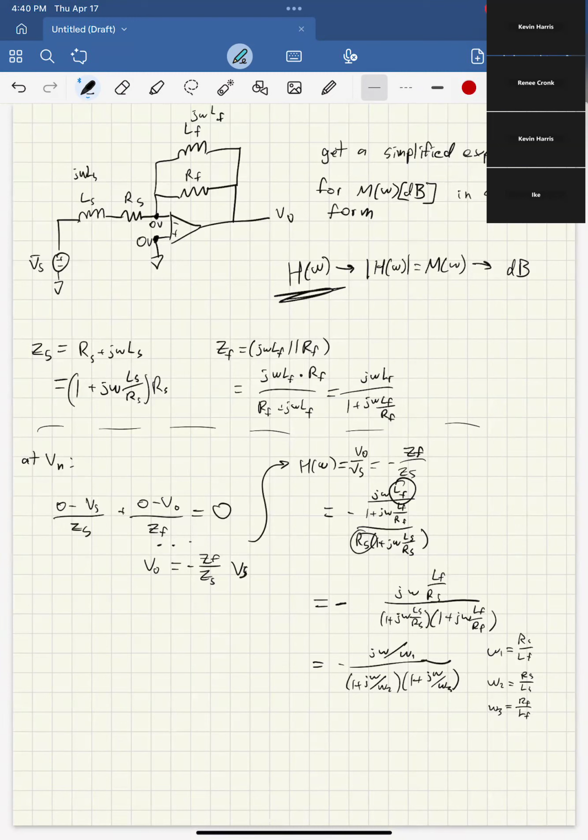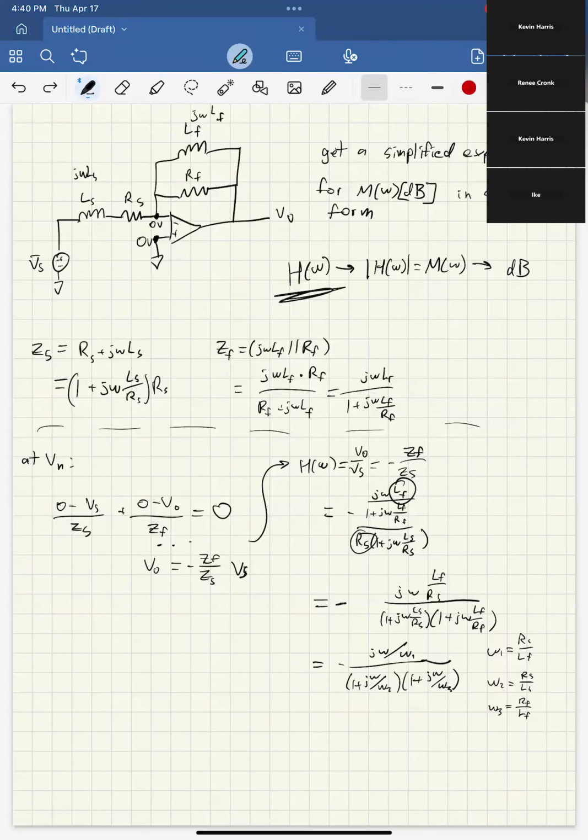The reason we like standard form is because the question told us to, but also because it's very easy to turn this into the decibel form. If you remember something in decibels, if we take the magnitude of this, for all intents and purposes it would get rid of the minus sign. I'll write this out how they say to do it here because it's pretty straightforward.